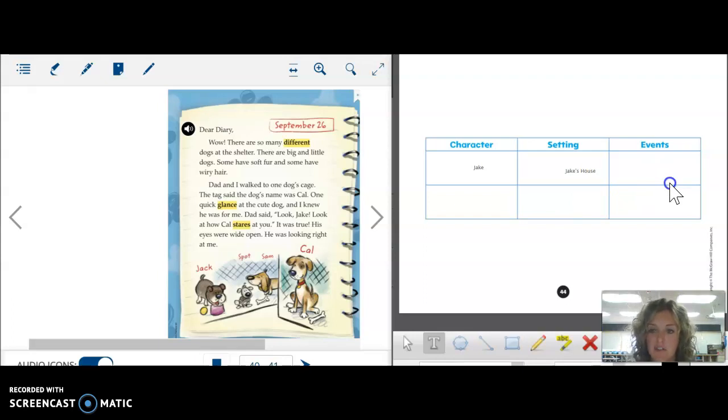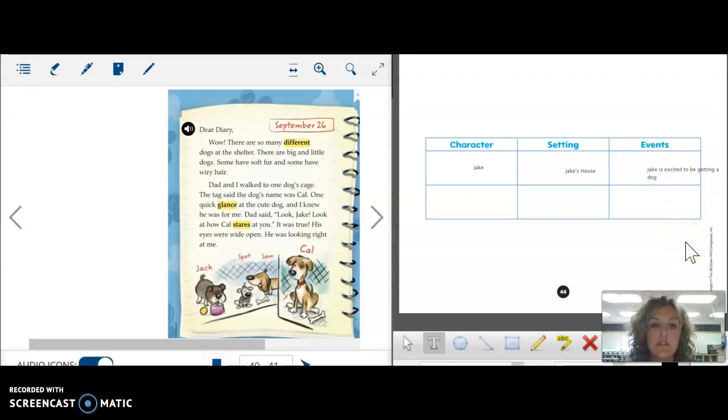And then in the box underneath the events, I am trying to think what happened in this story. And I know Jake was excited to be getting a dog. So in the box underneath events, I want you to write, Jake is excited to be getting a dog. And if I messed up, that's okay, because I can just erase.